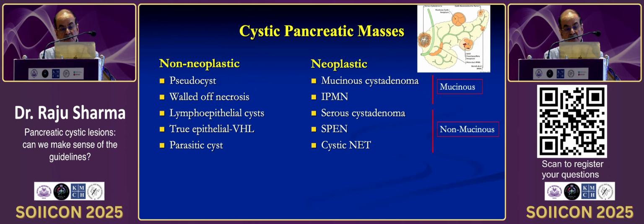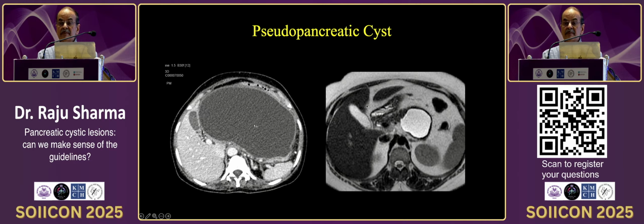So this just shows you the list of lesions that we can encounter in the pancreas, the cystic pancreatic lesions. On the non-neoplastic spectrum, you have pancreatitis-related collections and true epithelial cysts. On the neoplastic spectrum, we have two broad categories, the mucinous cysts and the non-mucinous cysts. It is the mucinous ones that we are more bothered about because they have malignant potential, and this includes the mucinous cystadenoma and IPMN. Serous cystadenoma and SPEN are the non-mucinous lesions. So let's begin by seeing the common things that you encounter in day-to-day practice.